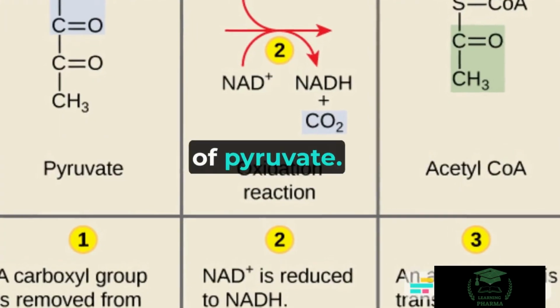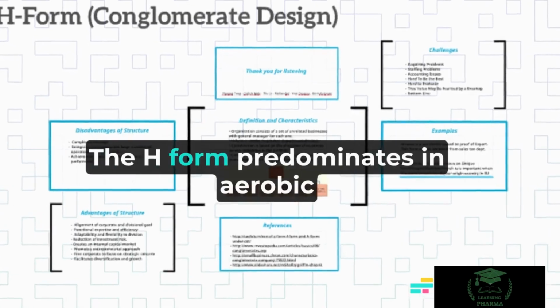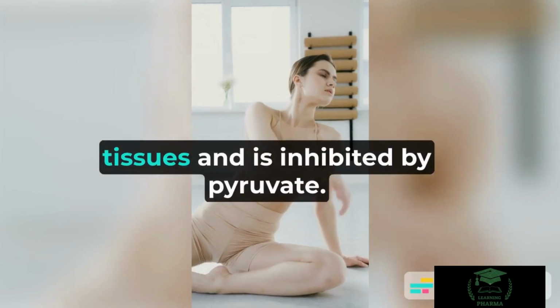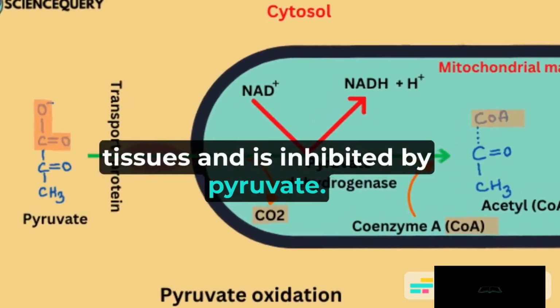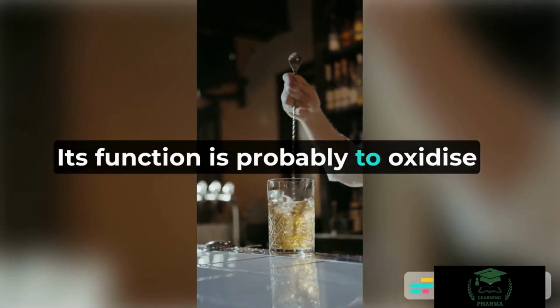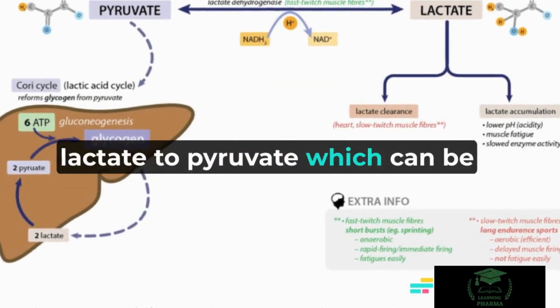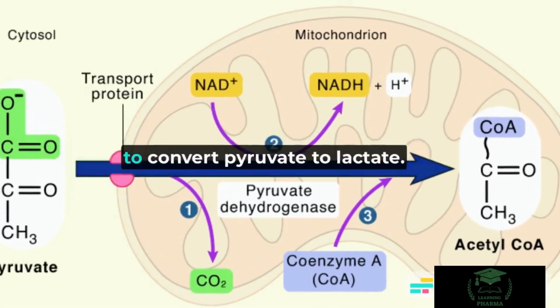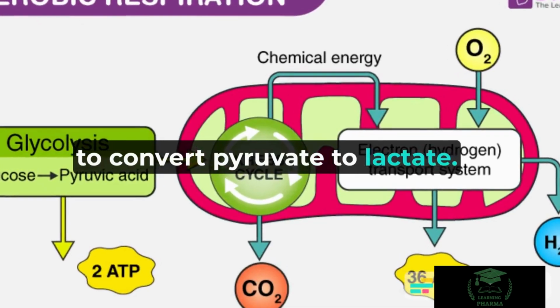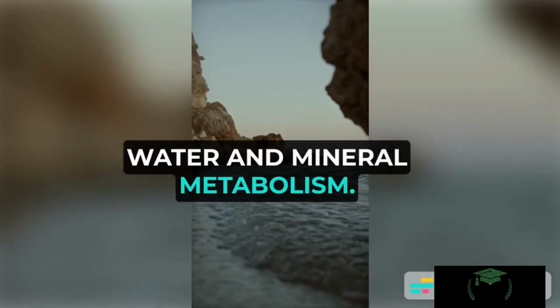The M form is found in anaerobic tissues and produces lactate at a rapid rate in the presence of a high concentration of pyruvate. The H form predominates in aerobic tissues and is inhibited by pyruvate. Its function is probably to oxidize lactate to pyruvate, which can be utilized aerobically, rather than to convert pyruvate to lactate.